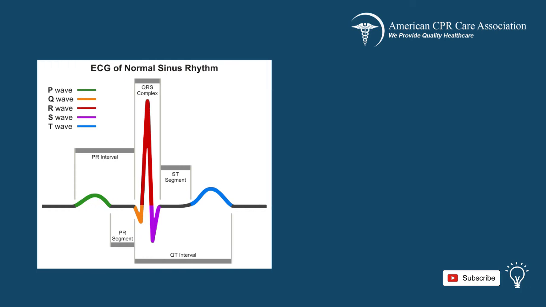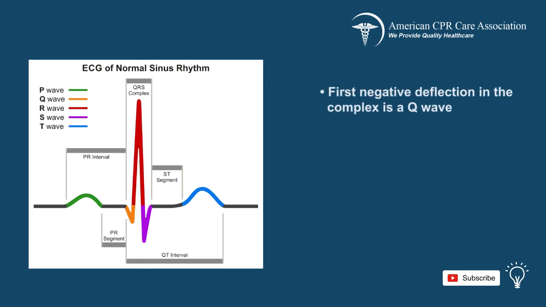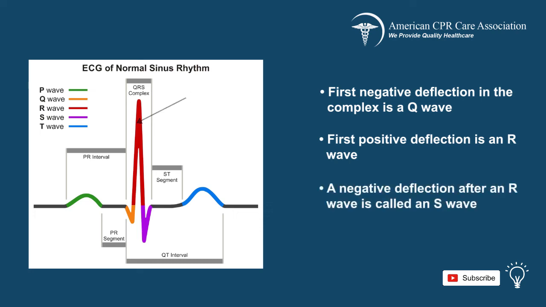By convention, the first deflection in the complex, if it is negative, is called a Q wave, and the first positive deflection in the complex is called an R wave. A negative deflection after an R wave is called an S wave.